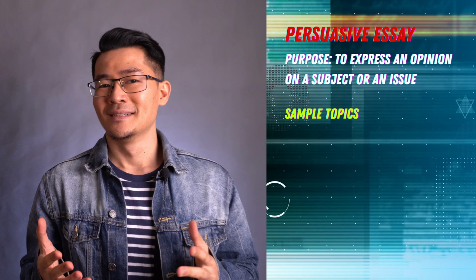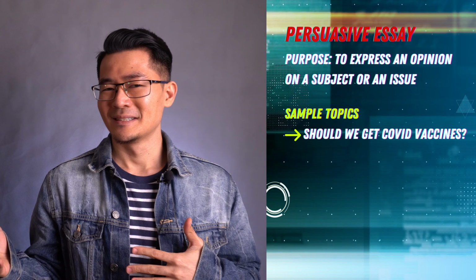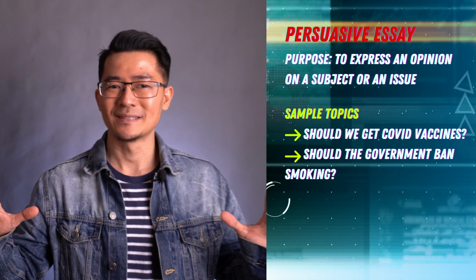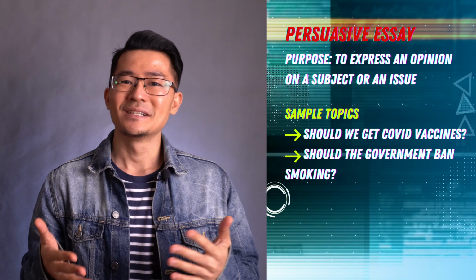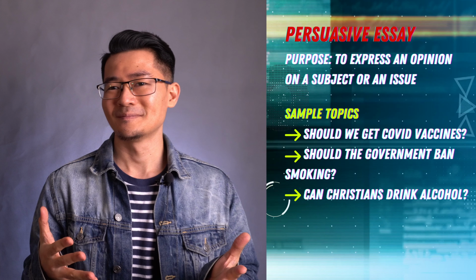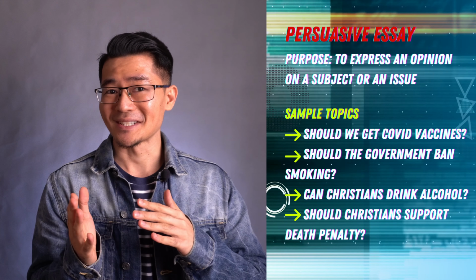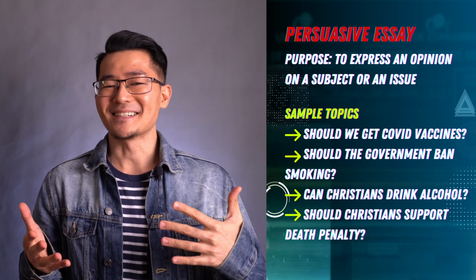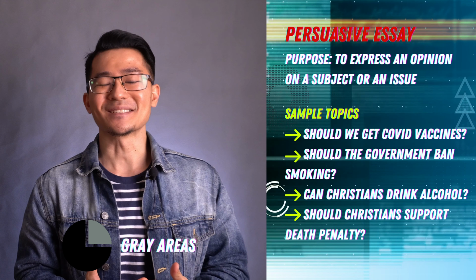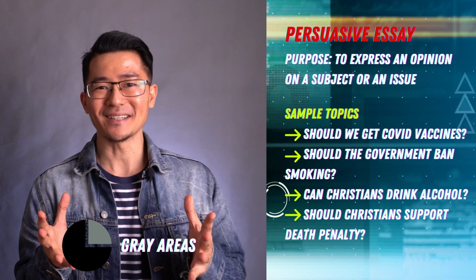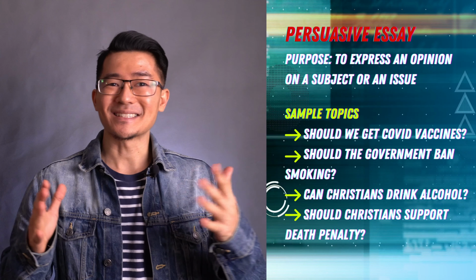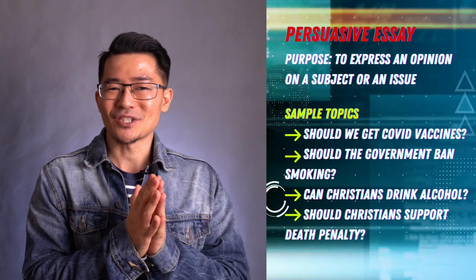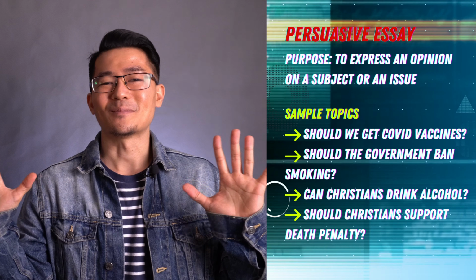For example, should we get COVID vaccines? Or should a government ban smoking on a national level? Or in the Christian context, can Christians drink alcohol? Or should Christians support death penalty? Yeah, the last two topics are gray areas when it comes to Christianity. When we say gray areas, the Bible is silent about them. So there's neither right nor wrong. That's why Christians have different points of view.